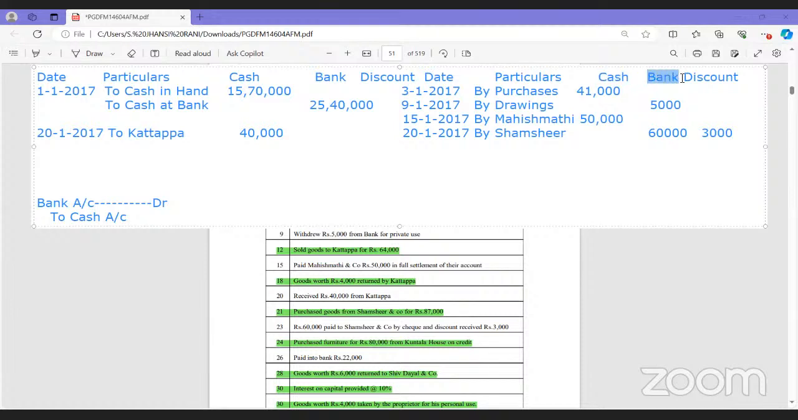So when we get this type of entries, we call it a contra entry. When we have both bank and cash transactions in the same cash book, when this type of entry comes across, that entry we call a contra entry.